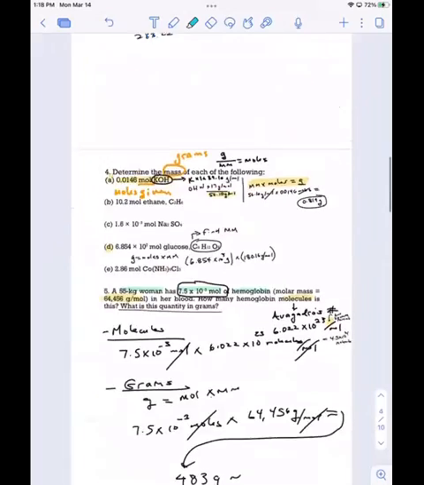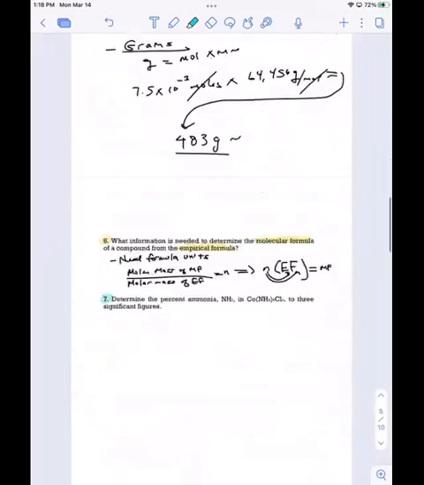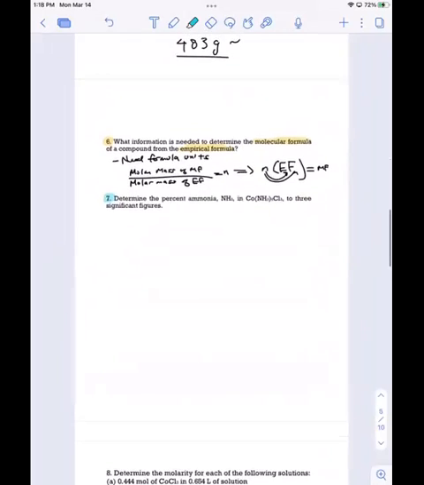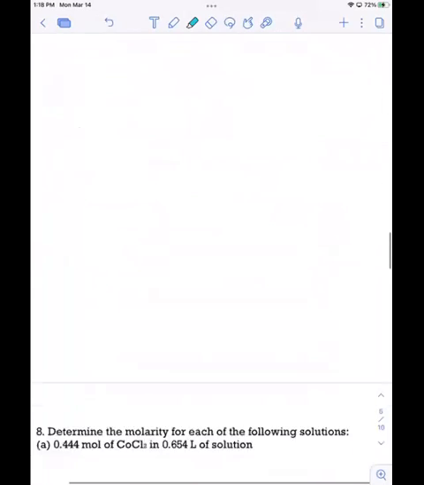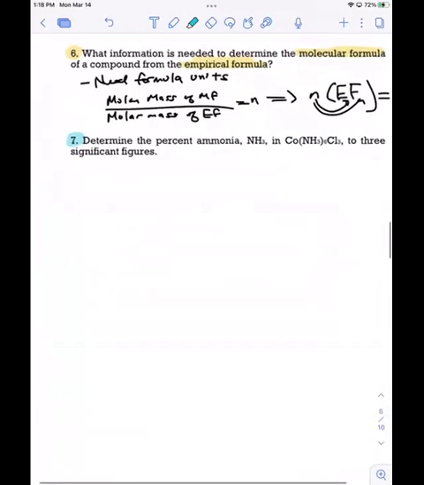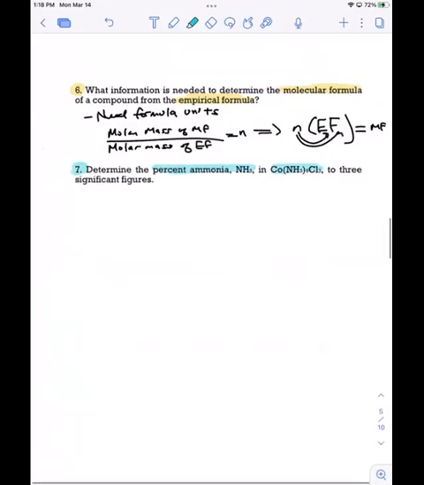Number 7 is just like what we did up here. It's a percent composition problem. Yeah, we get to molarity next. We've got plenty of time. Number 7 says determine the percent ammonia in this cobalt complex to 3 sig figs.